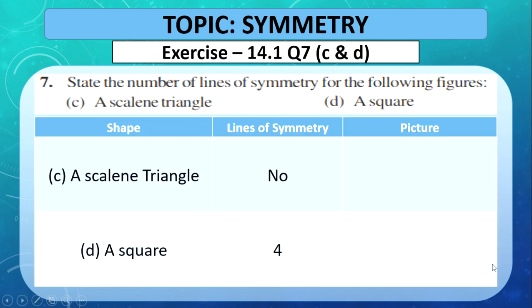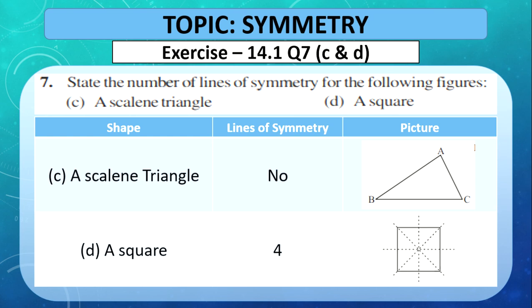Now let us see how many lines of symmetry a scalene triangle has. So first you should recollect what is a scalene triangle. A triangle in which the three sides have three different measurements. So it will not have any line of symmetry.